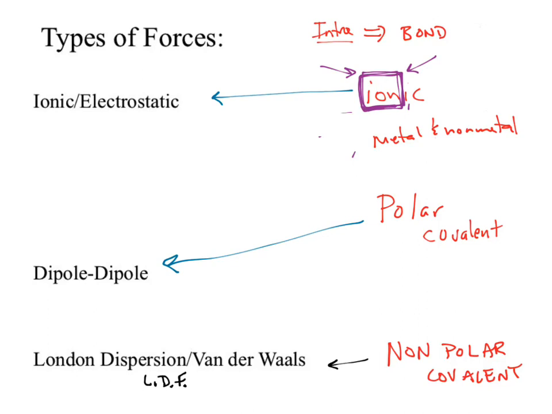Well, how about polar covalent and non-polar covalent? Because we want to be able to, again, find where do I get the dipole-dipole? Where do I get London dispersion? Right? Well, I know dipole-dipole comes from polar covalent. Well, how do I know it's polar covalent? I know London dispersion comes from non-polar covalent.